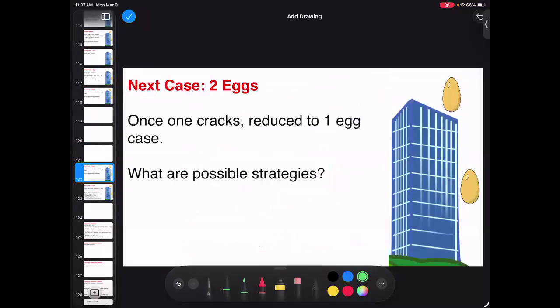So we've talked about 2 eggs. As soon as 1 egg is broken, we reduce to the 1 egg problem.